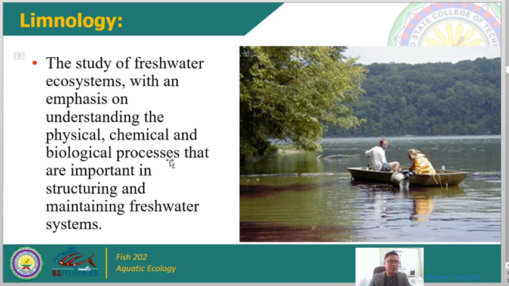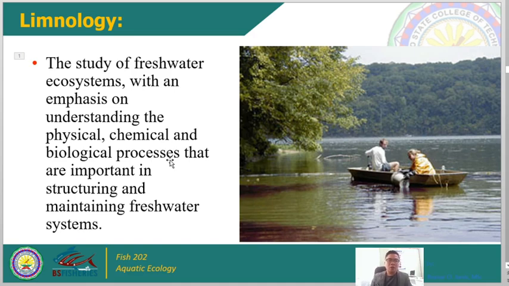So we do not just name environments here. We do not just identify the organisms there. But we must understand the physical processes, the chemical processes, as well as the biological processes, all of these three are very important in structuring and maintaining the stability of the freshwater systems, like lakes, rivers, bogs, marshes, swamps. So those areas are very important. So we must understand the physical, chemical, and biological processes.